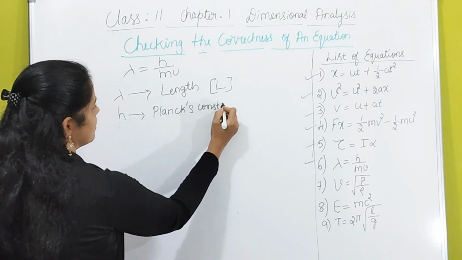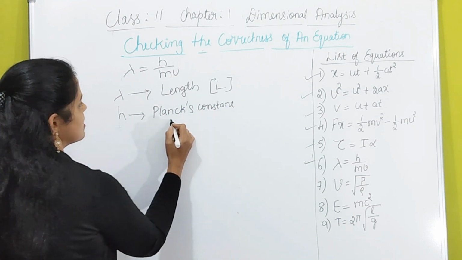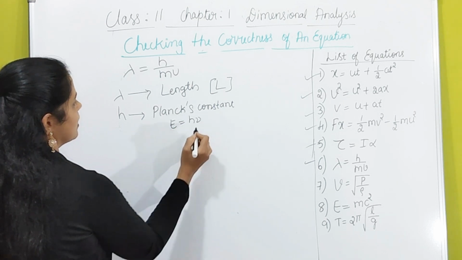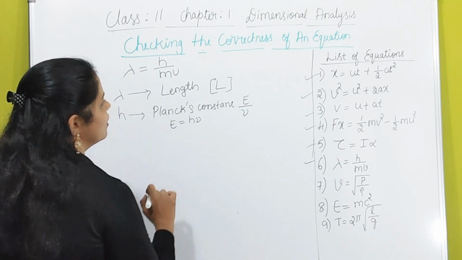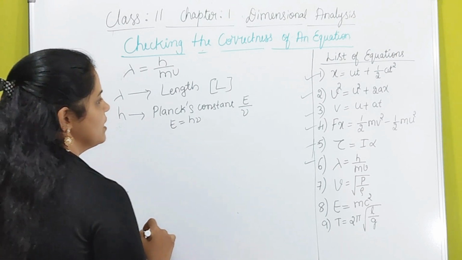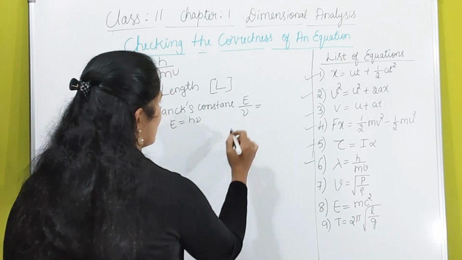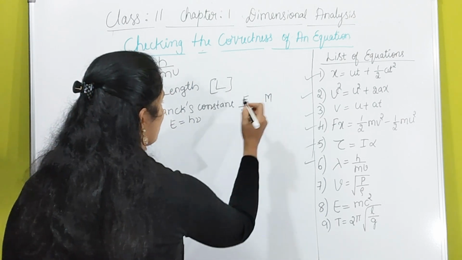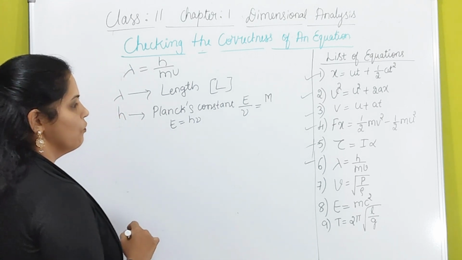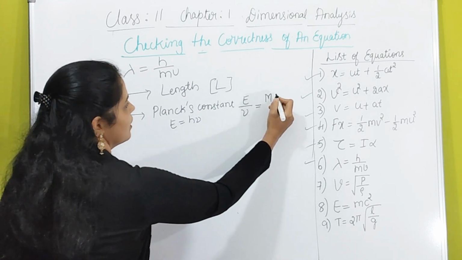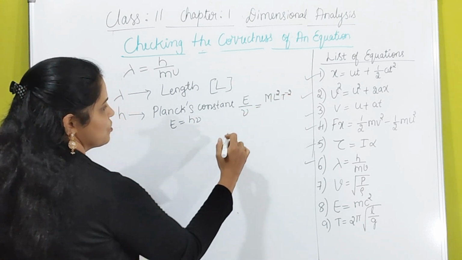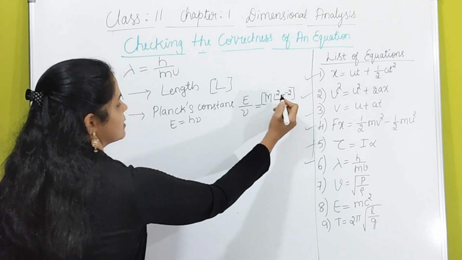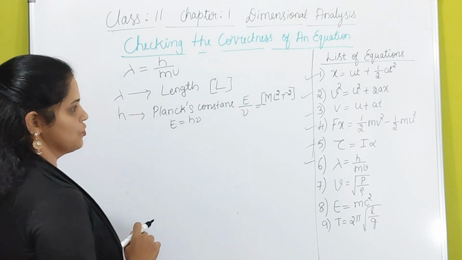Planck's constant. E is equal to h nu. Therefore, h is E divided by nu, where E is our energy, nu is frequency. E is energy. What is our dimensional formula of energy? Energy is work. Work is force into displacement. So it is ML²T⁻². Energy is ML²T⁻².